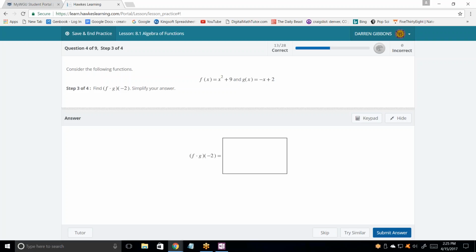Now, this is... I don't know if they mean f times g or if they mean f of g. I think so. The next thing we're going to get to, I'm betting dollars to donuts, would be composite functions.